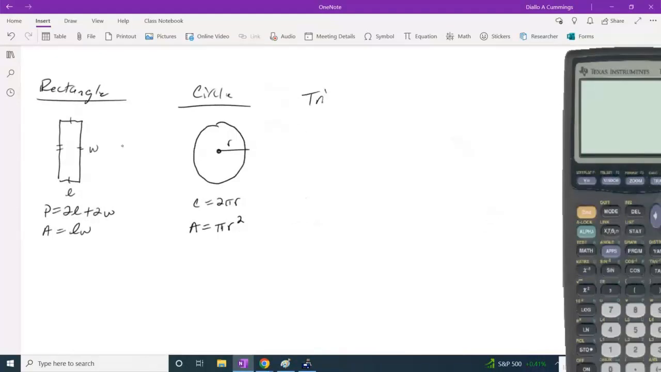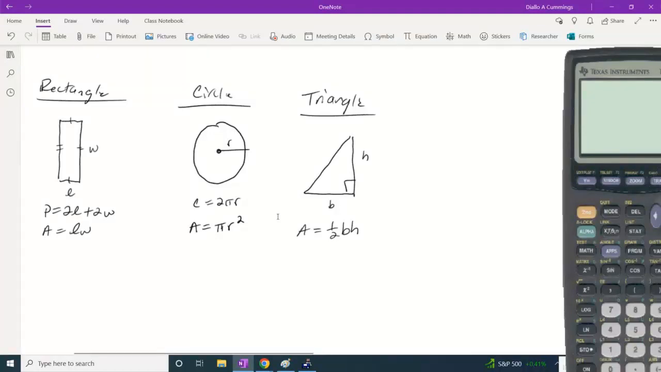We also have a triangle, and in a triangle, just make it look like a triangle. So on the triangle, we have the base and the height. So for the perimeter, you would just simply add up all three sides, all right? The area is 1/2 the base times the height.